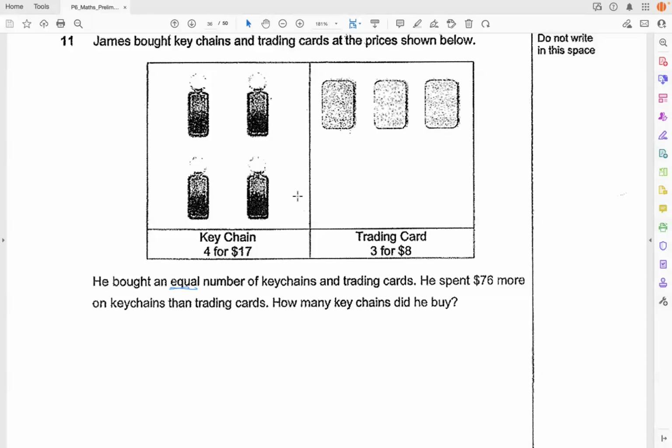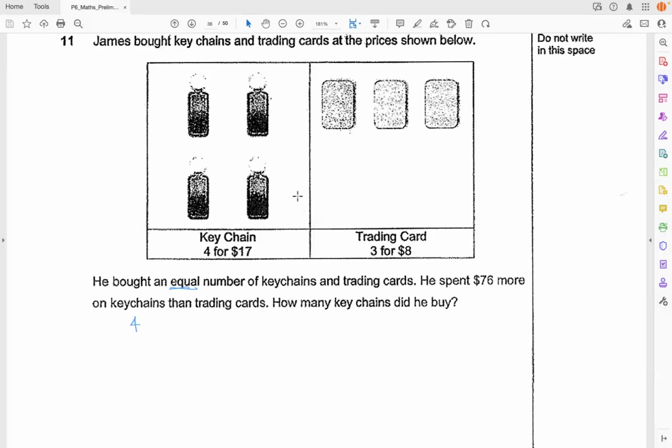Then, if he's going to buy equal number of keychains and trading cards, what's the minimum he must buy each? 12. Right? 3 packets of keychain and 4 packets of trading cards, or the lowest common multiple of 4 and 3. Understand? So that is the minimum James has to buy in order to buy equal number of keychains and trading cards, which is 12. So to buy 12 keychains, you need to buy 3 packets of keychain, right?